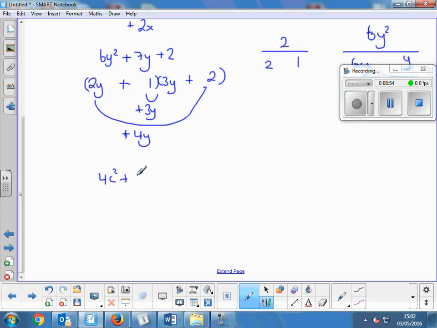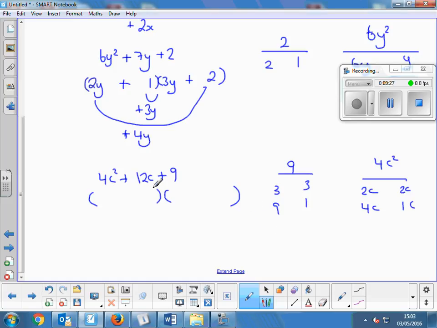4c squared plus 12c. Now, I know that these ones tend to be positive examples. They're just the ones I have with me just now. It's the same kind of idea with the negatives. So this time I've got 9, which is 3 and 3, or 9 and 1. And I've got 4c squared, which is either 2c and 2c, or 4c and 1c. So this time I can't put anything in there because I've got some factors for both. So I have to really think about it.